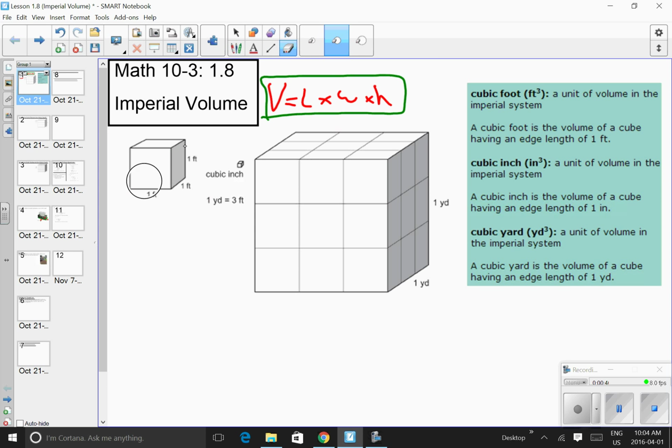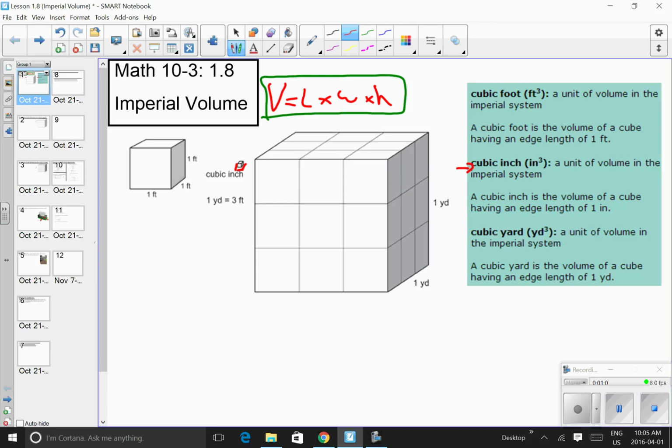So in the imperial measurement system, we have three basic units for volume. The first, we'll start with a cubic inch, and it's a little cube that has an edge length of 1 inch. So that's this little guy here. So he is 1 inch tall, 1 inch wide, and 1 inch long.